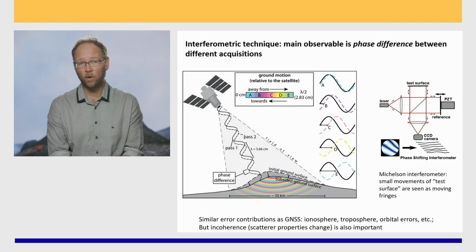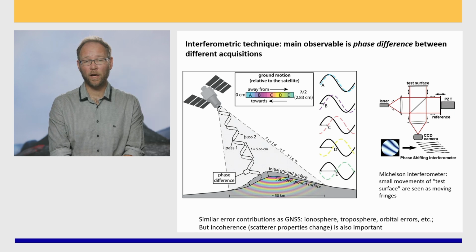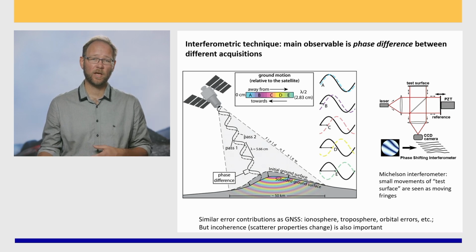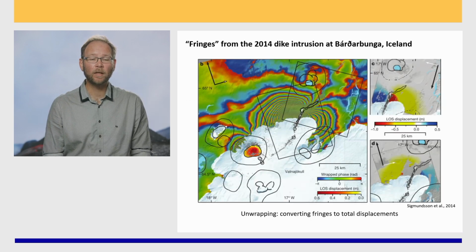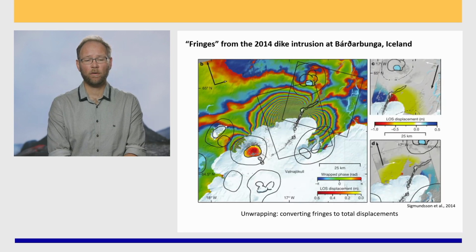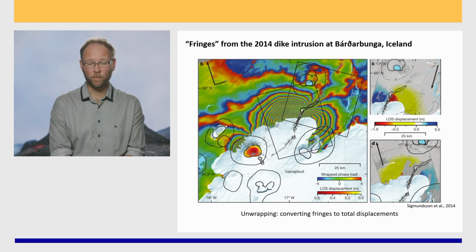We need to think about the troposphere and ionosphere and orbital errors, and we can also have some errors just from incoherence. So if the reflective properties change, we might not get the same reflections back at different times. So here's an example of some fringes, or that's what we call these changes in color scale. One complete change in color scale here corresponds to a few centimeters of deformation.